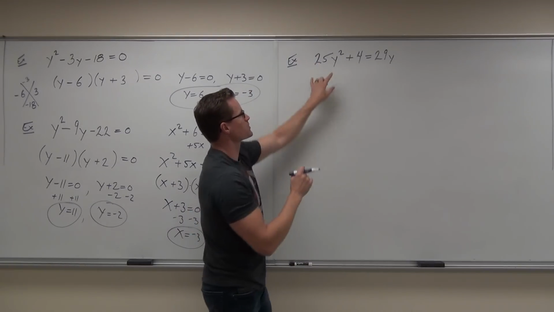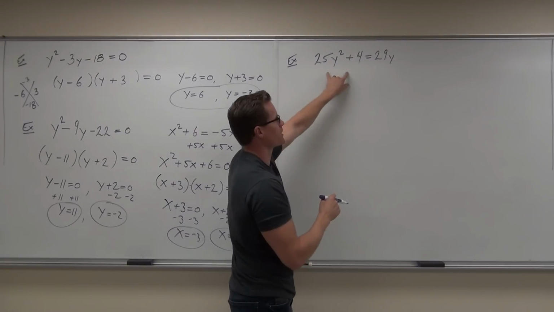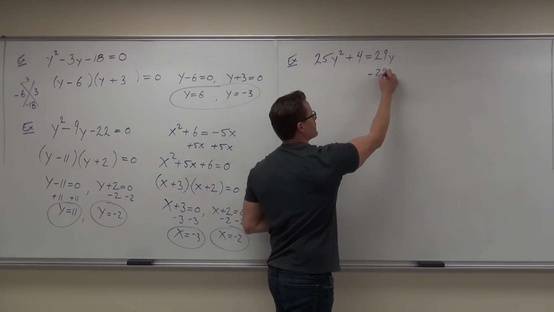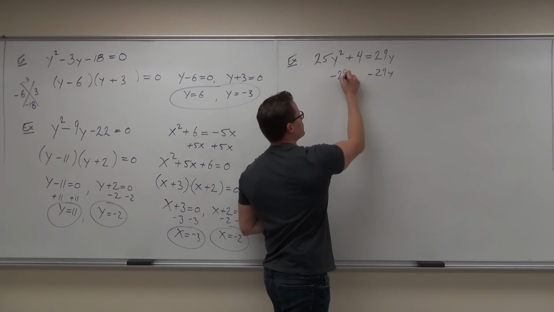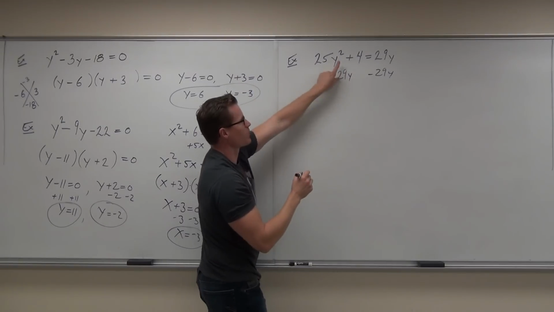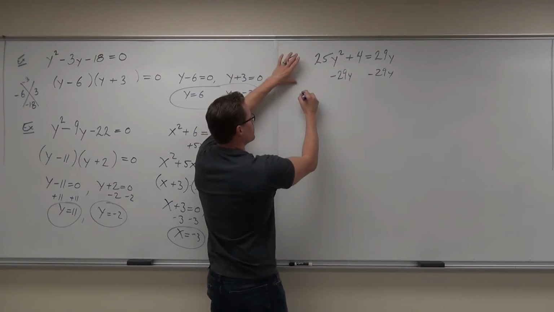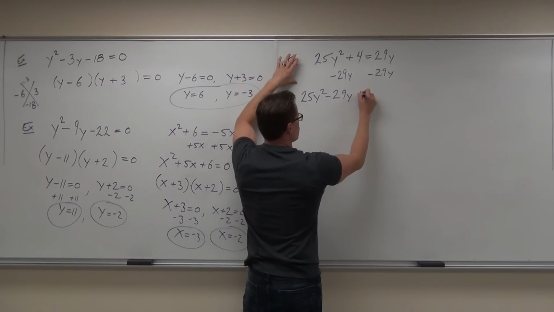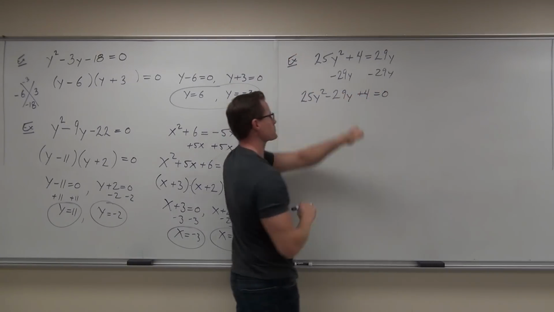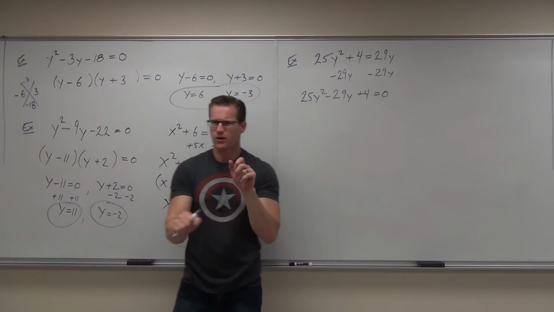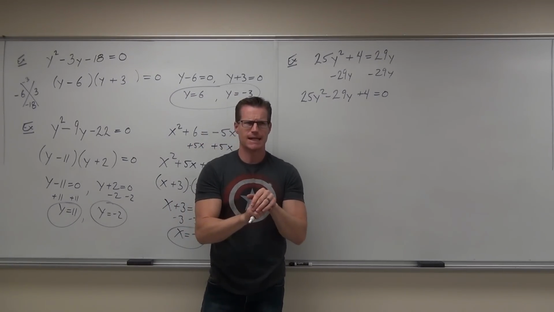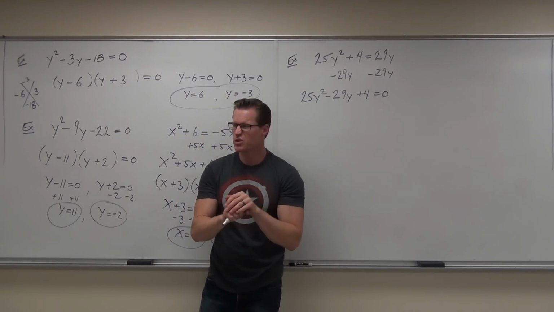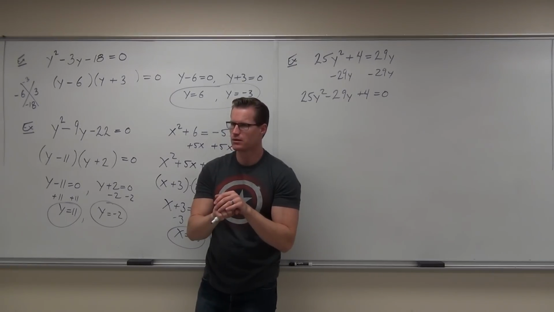Okay, so first term is positive. That's why we're going to move the 29y by subtracting it on both sides. You'll notice where I put it, right in the middle, because I want to make sure it's in order in my head already. We get 25y squared minus 29y plus 4, and then we get equal to 0. We okay with that so far? Yeah. Okay.